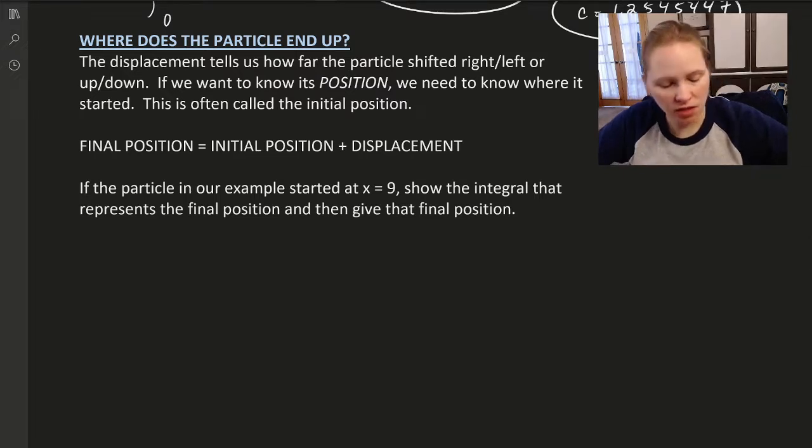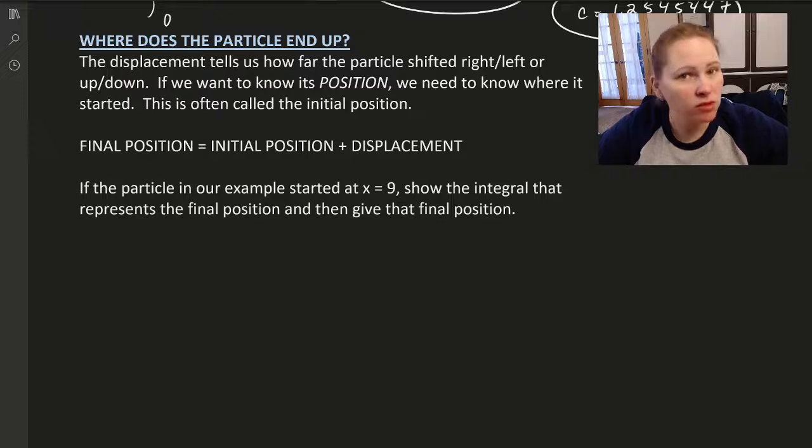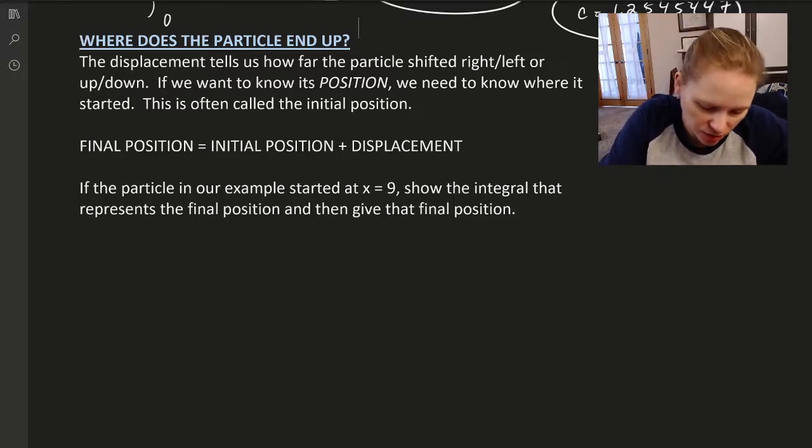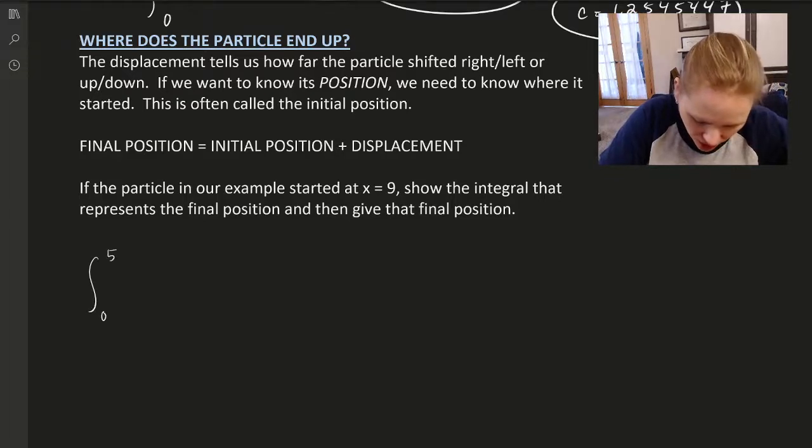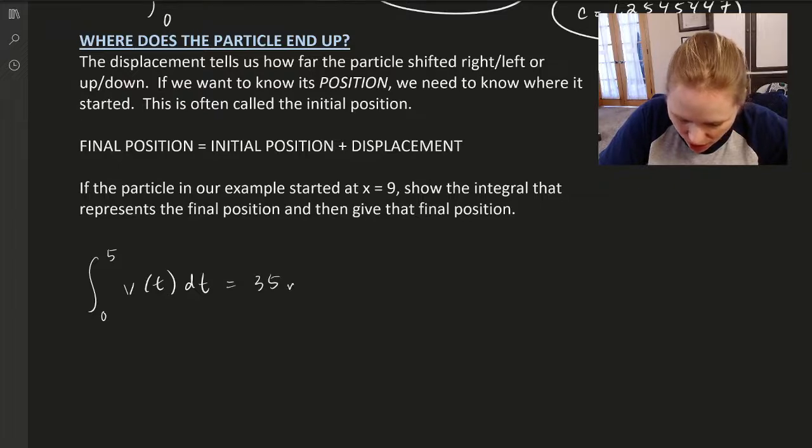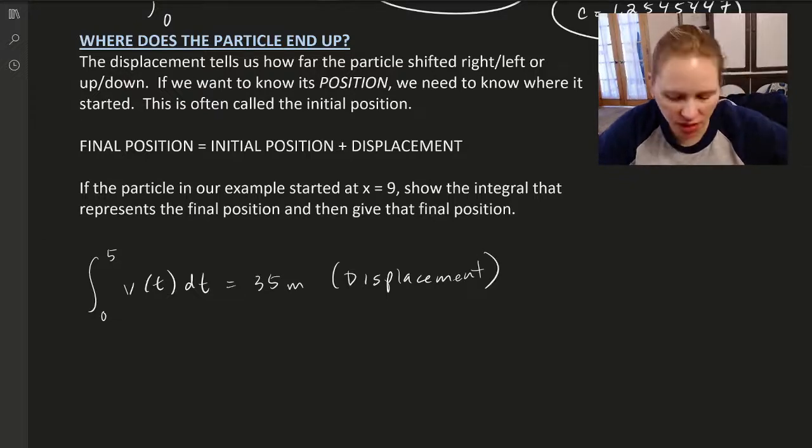So now let's talk about the difference between our displacement, or our total distance traveled, those values that we're getting from our integrals, and the question of where does the particle end. So in our previous example, we found that our displacement over the first 5 seconds, so from 0 to 5, v of t dt, was 35. And this was my displacement. In order to figure out where my particle lands, I need to know where it started. Because I have a positive displacement, I know I moved 35 meters to the right. But where did I start from?